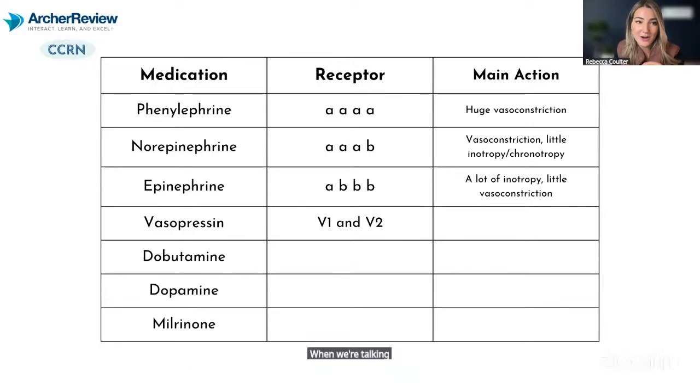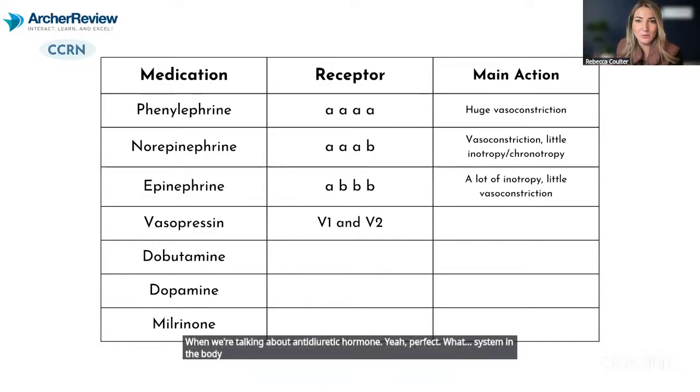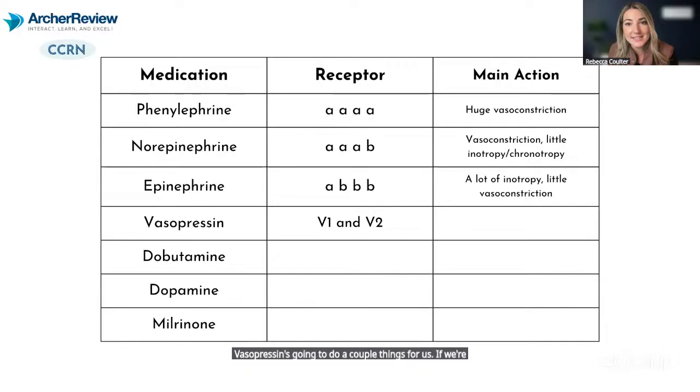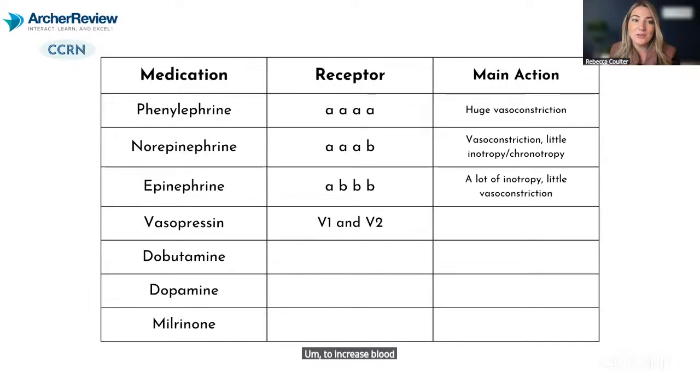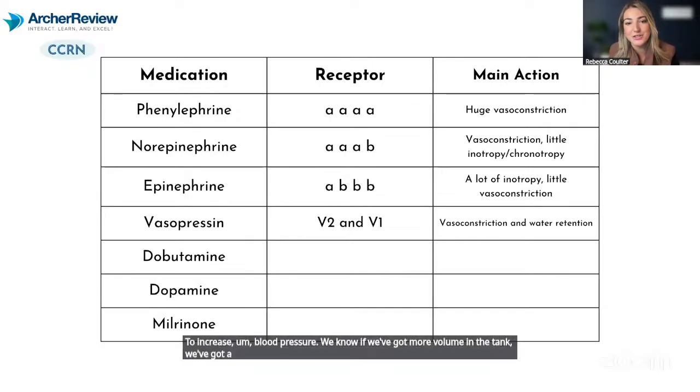When we're talking about antidiuretic hormone, what system in the body is being activated that helps control our blood pressure moment to moment? Our kidneys are doing it all the time. Yep, the renal system, the RAS system, the renin angiotensin aldosterone system. So vasopressin is going to do a couple things for us. If we're activating that RAS system, it's going to cause some vasoconstriction to increase blood pressure, and it's also going to cause some fluid retention to increase blood pressure. We know if we've got more volume in the tank, we've got a higher blood pressure. So vasopressin is going to work in a couple different ways to accomplish that.